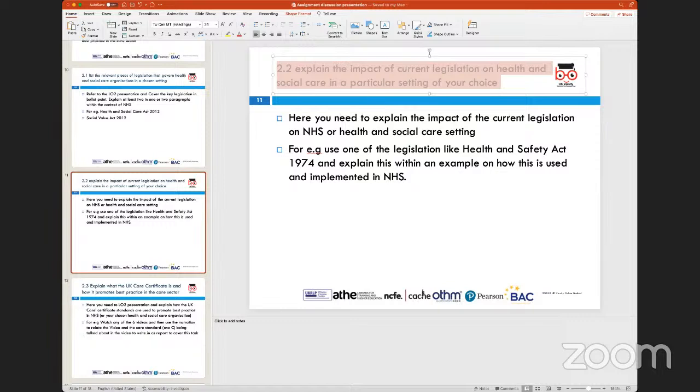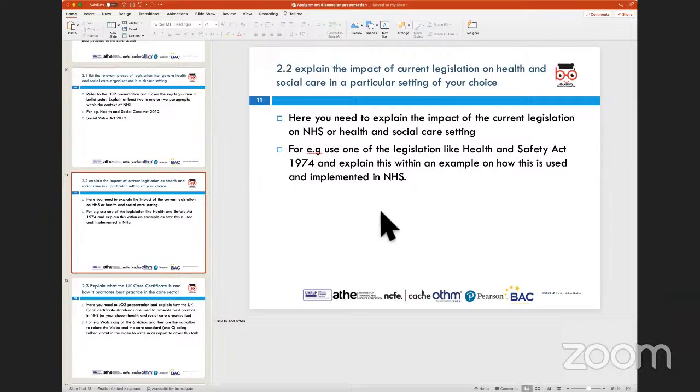So the next one, which basically we look at, is the one which is showing the impact of current legislation on a particular setting of choice. So here, what we need to be able to do is cover some of the main bits of the setting, in terms of an organization where you are actually going to show one of the acts or legislation which is being implemented in a particular setup. So that is going to be important.